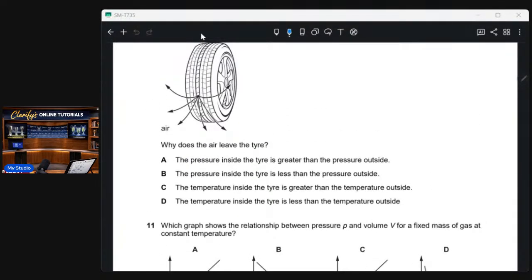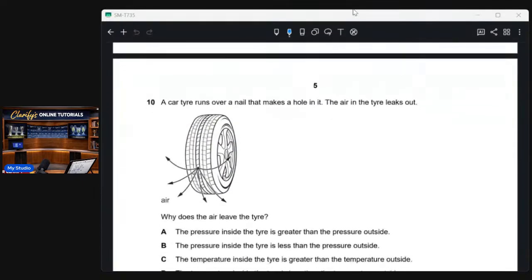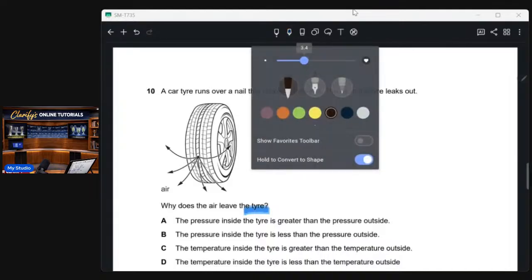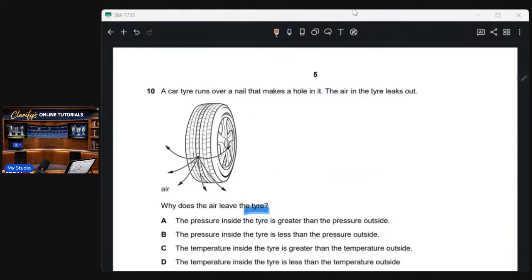Why does the air leave the tire? This becomes question number 10, which says, why does the air leave the tire? So, a car tire runs over a nail and it makes a hole in it. The air in the tire leaks out. So, why does the air leave the tire? Well, something to do with pressure. The pressure inside is greater than the pressure outside. This is 100% correct. So your answer is part A. The pressure inside is more than the pressure outside. So yes.